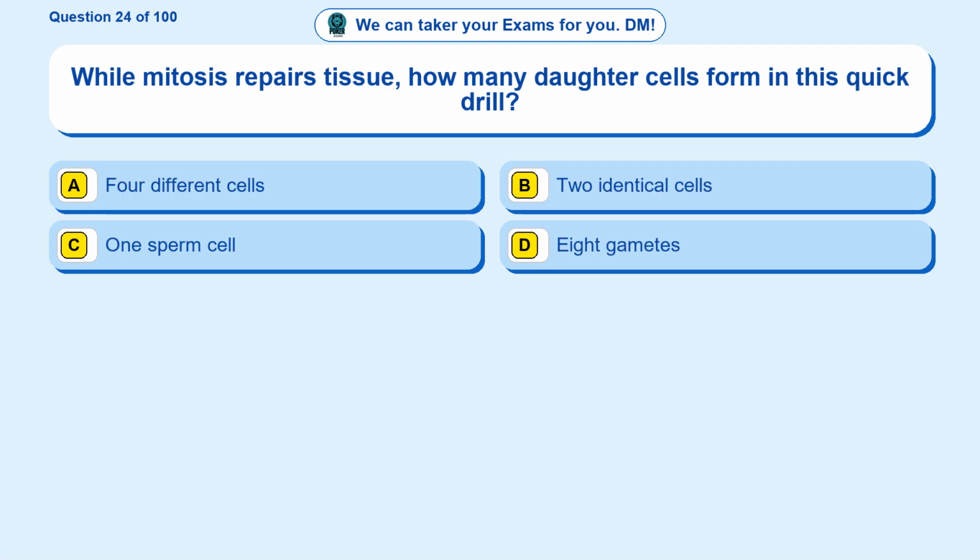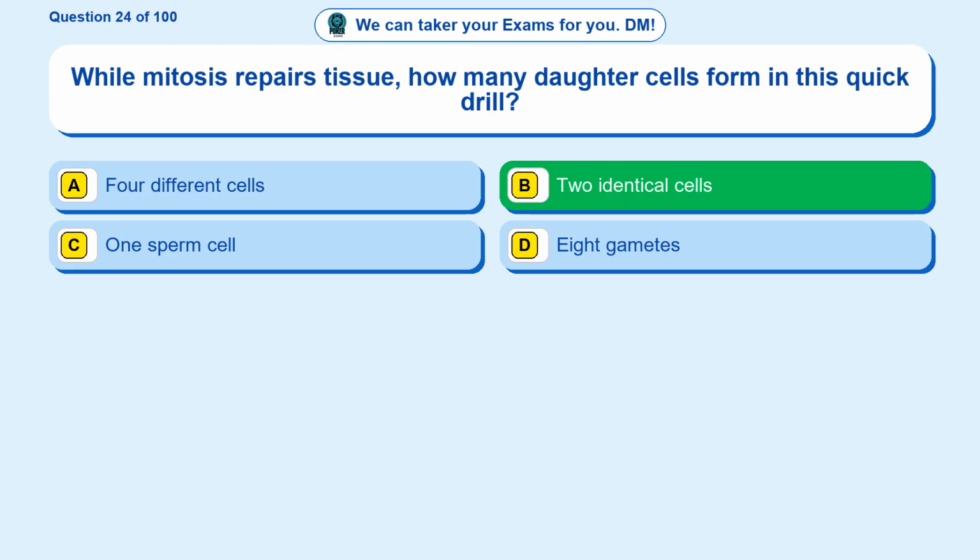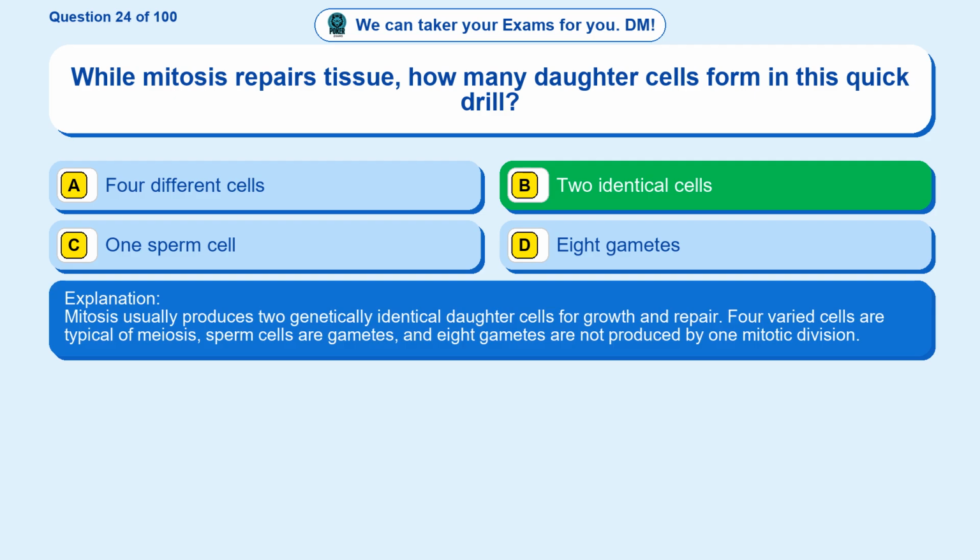Question 24. While mitosis repairs tissue, how many daughter cells form in this quick drill? Option A. 4 different cells. Option B. 2 identical cells. Option C. 1 sperm cell. Option D, 8 gametes. The correct answer is option B. 2 identical cells. Mitosis usually produces 2 genetically identical daughter cells for growth and repair. 4 varied cells are typical of meiosis, sperm cells are gametes, and 8 gametes are not produced by one mitotic division.